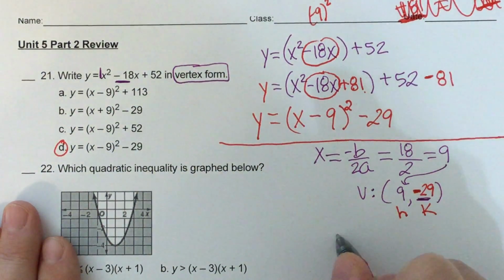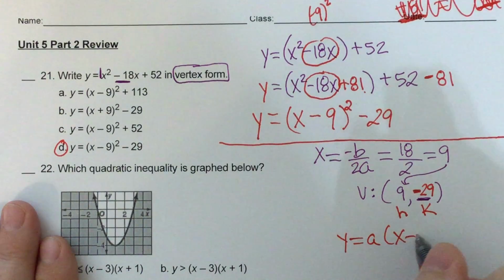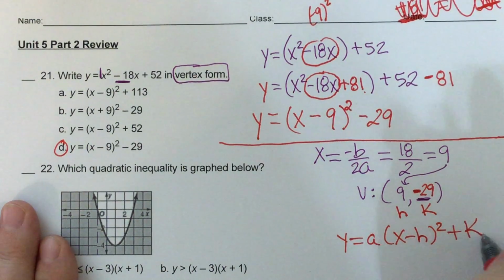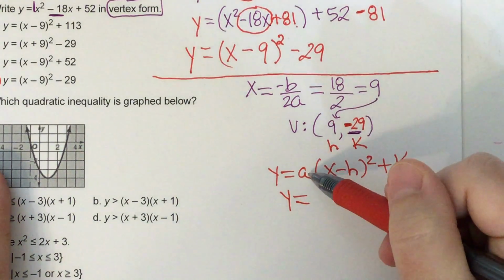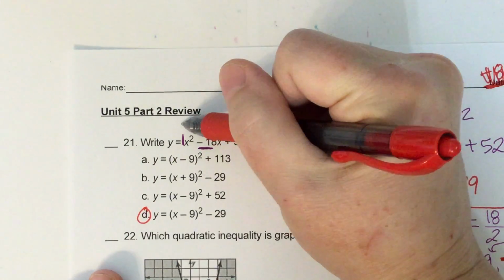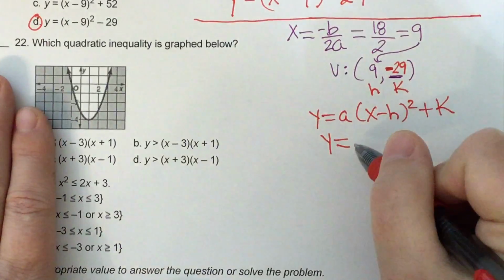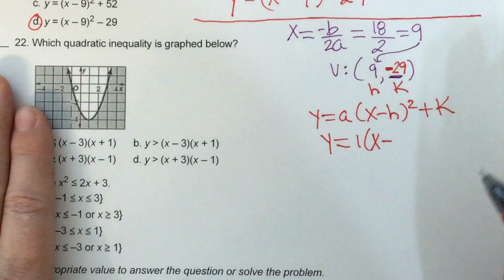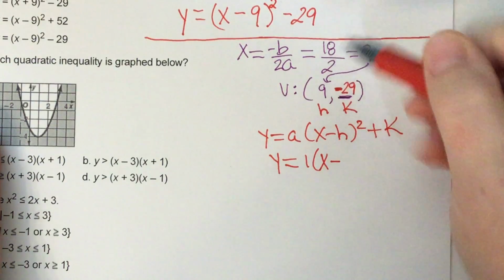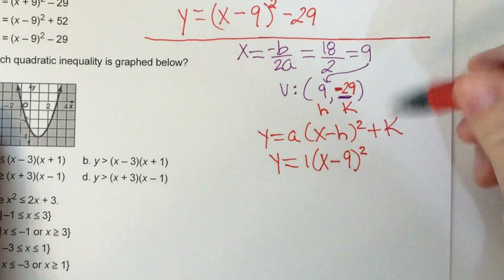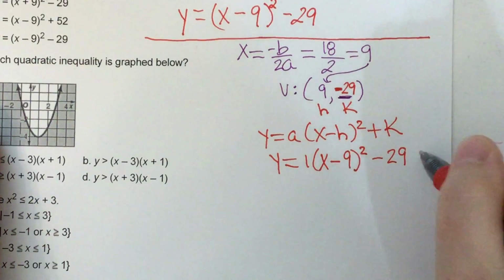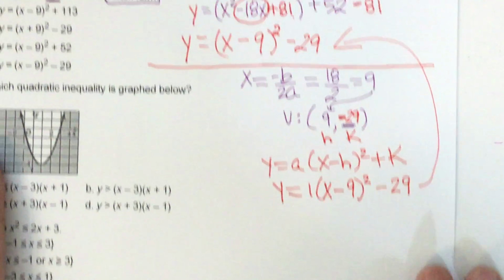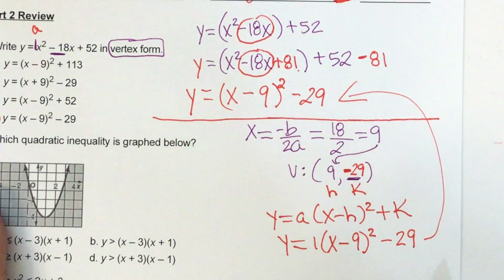Okay, so vertex form looks like this. It would go y equals a, and a is 1, because that's the number in front of the x squared. Then x minus h, where h is 9, close it, square it, and then plus k, so plus a negative 29 or just minus 29. And you get that answer. I don't know which method you prefer, but whichever method you prefer, then use it.